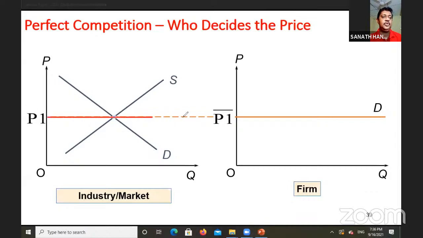Here P1 should go to the second graph. In the second graph, the demand curve is at this P1, perfectly elastic at this P1.